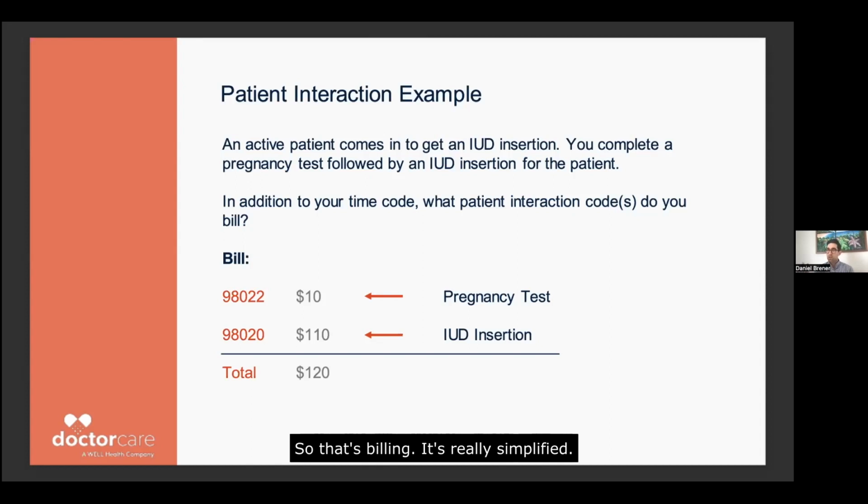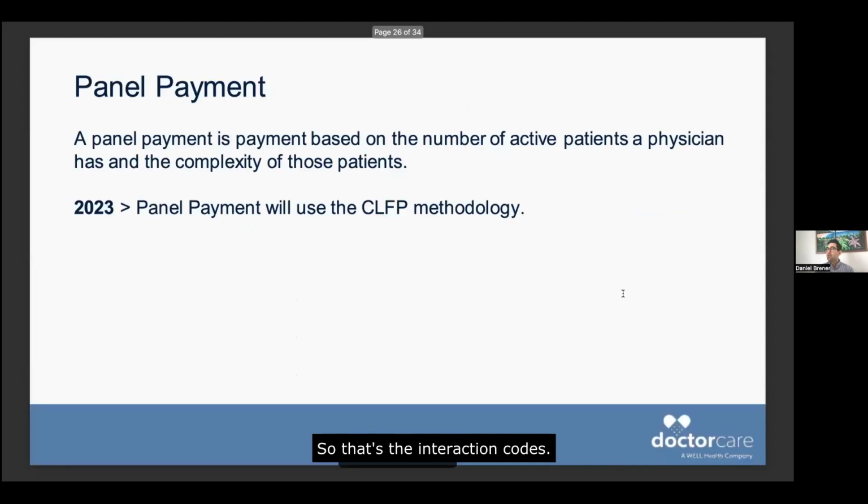So that's billing. It's really simplified. There's a few codes. There's only 1 add-on code to bill now, and you just have to choose the right code between all of those codes. So that's the interaction codes.